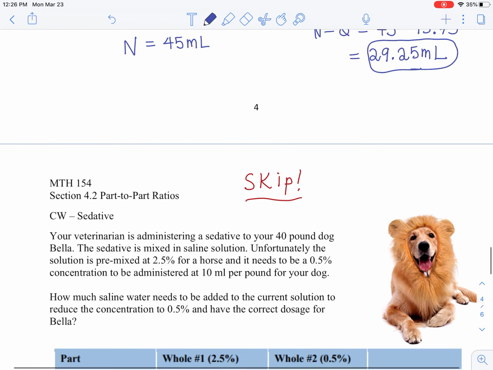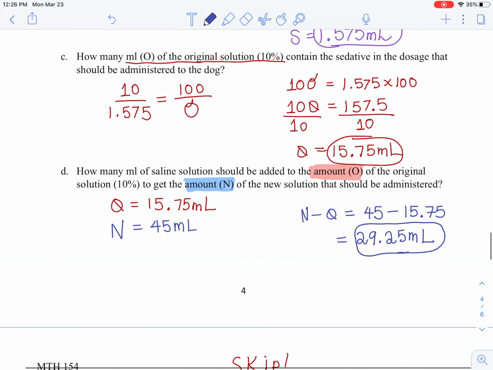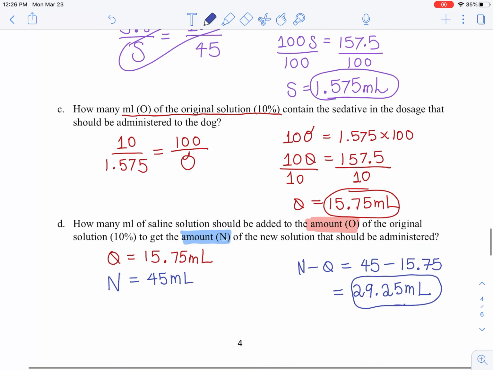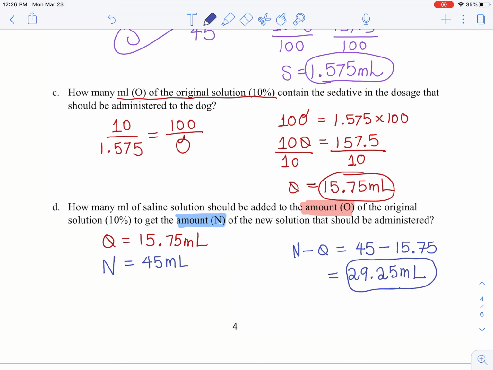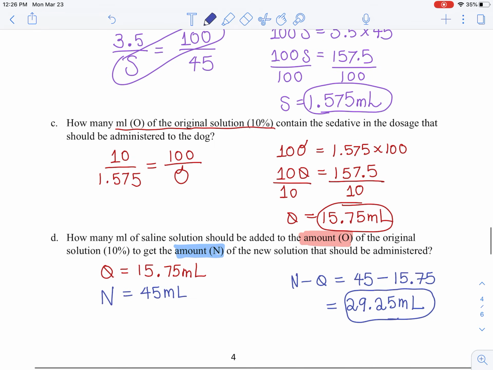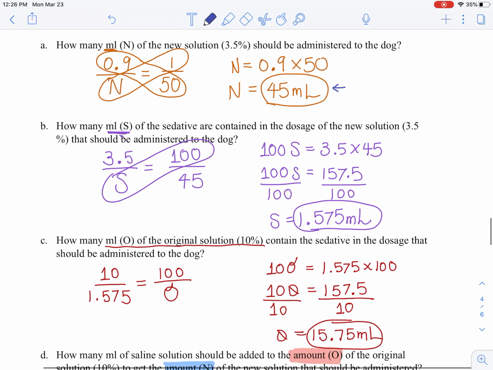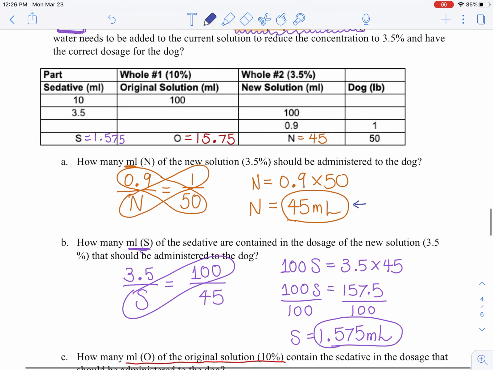I was going to ask you to try that classwork sedative problem about a 40-pound dog, Bella, but you're going to see these problems again on your homework, I think. So that's probably enough for this Monday's lesson, because I have more coming for you on Wednesday, right? I'm also going to post this worked out copy on Canvas for you.